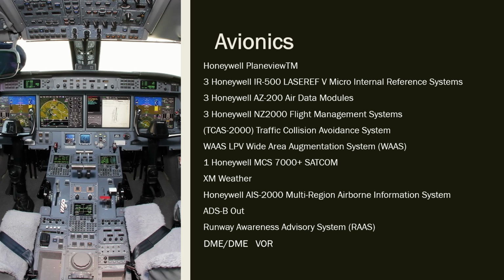The aircraft is also equipped with a TCAS 2000 system and is capable of WAAS, LPV. It is also fitted with MCS 7000 plus satellite communication, and we can receive satellite weather. We have a multi-region airborne information system and ADS-B out. The aircraft is also equipped with DME and VOR.